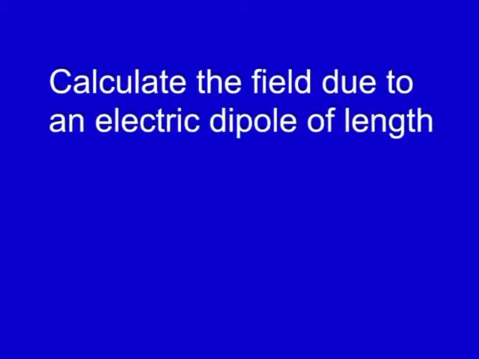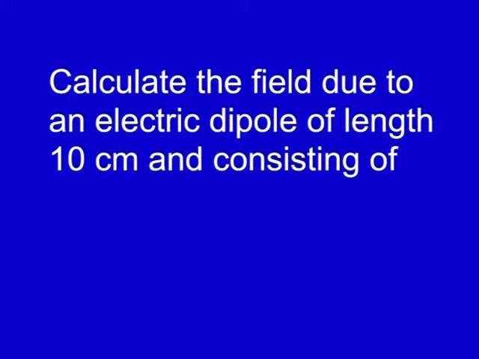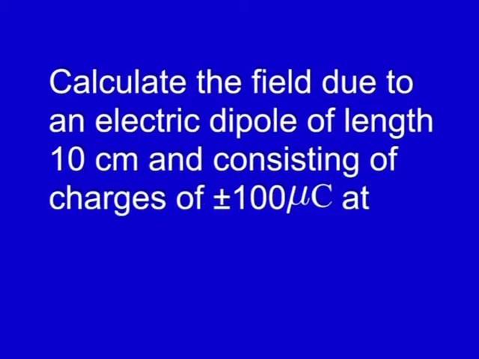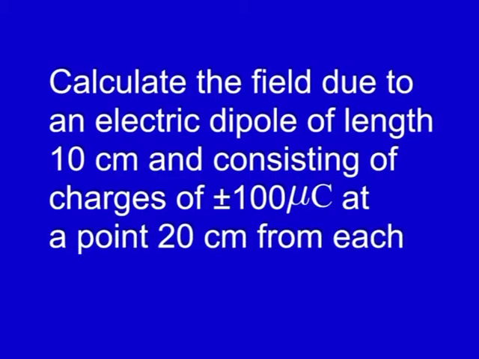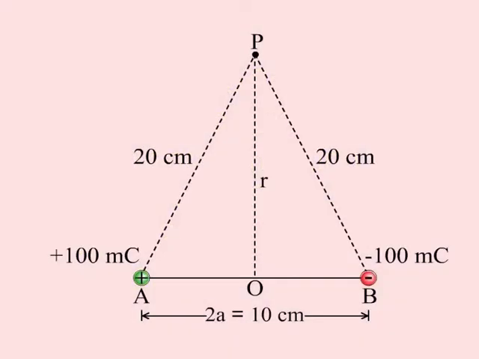Calculate the field due to an electric dipole of length 10 centimeter and consisting of charges of plus or minus 100 microcoulomb at a point 20 centimeter from each charge. First of all, let us draw a diagram. Here, we have to calculate electric field at a point along the equatorial line, as the field point is equidistant from both charges.